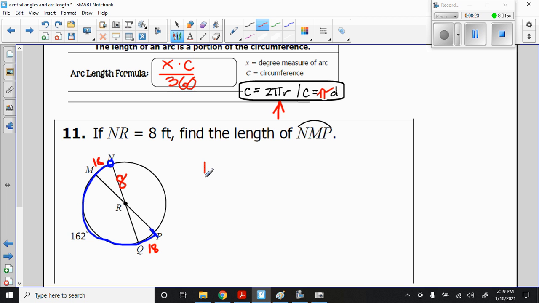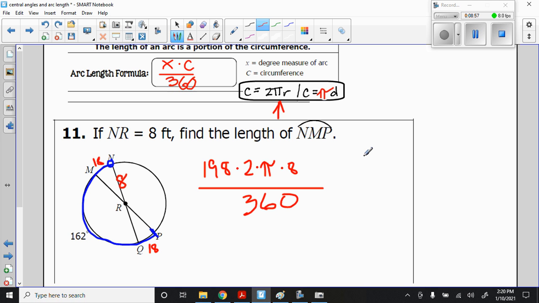And I get 198 is the sum of all this arc measurement. Okay, that's 18, 162, and 18. Now put our multiply sign in. We're going to use 2 pi r. So I'm going to say 2 times pi times my r, which was given to me in the question, all over 360. And the hard part is done.